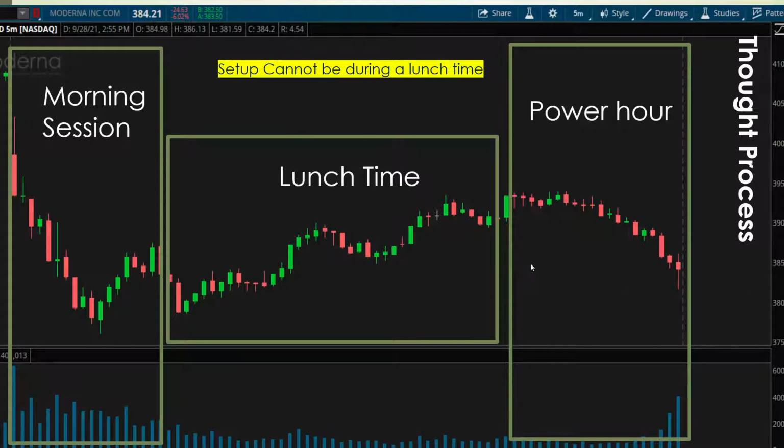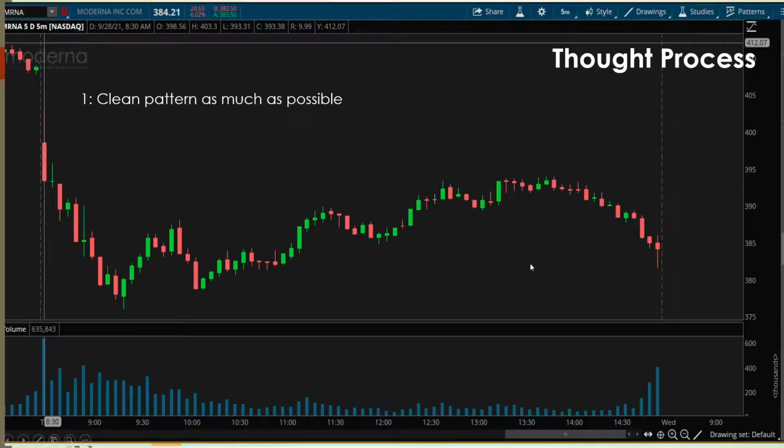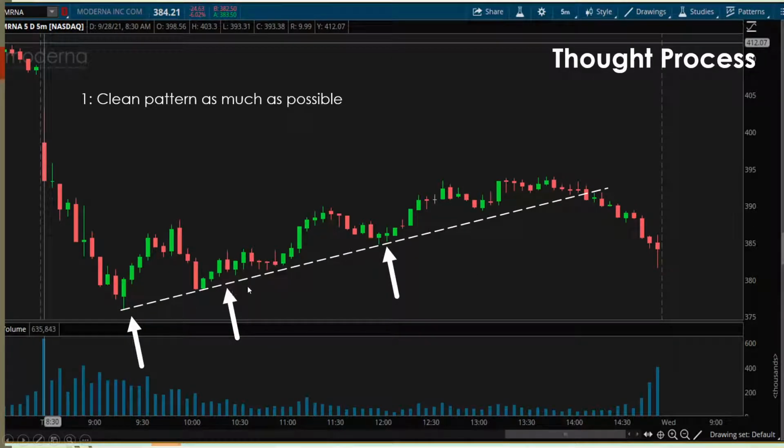Once I have that, the next thing that I think about is the pattern has to be as clean as possible. What do I mean by that? Now notice here, if I draw these pivots, notice how cleanly the line is drawn, right? It just matched perfectly. Everything just matched perfectly. And then what happened later? Here, once it broke down, it actually crashed, right? So it has to be as clean as possible.